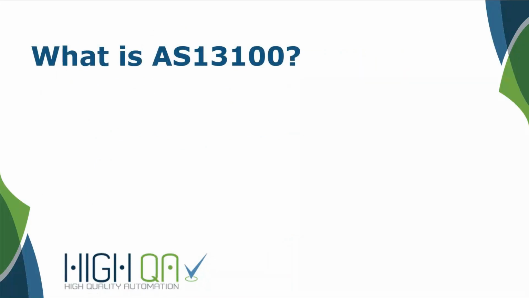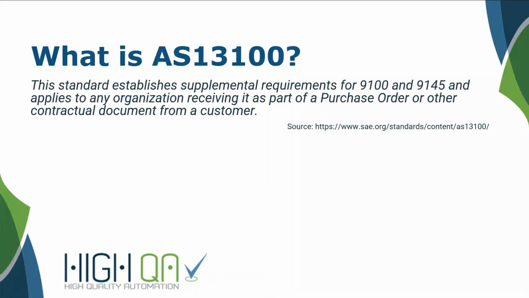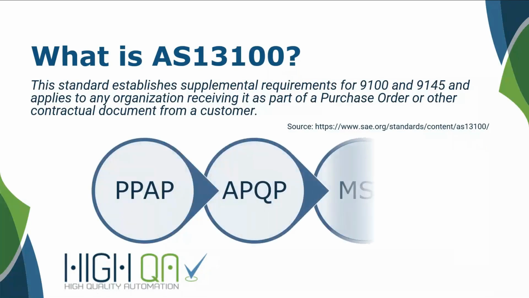But getting back to aerospace specifically for just a minute. So what is 13100? It's a quality standard that was developed by a joint committee of aero engine manufacturers as part of the AESQ strategy group. It's an SAE standard, just like the 9100 and 9145 standards, but it's meant to supplement or add to those existing standards. It also introduces some new terms into the quality requirements, such as PPAP, APQP, and MSA.